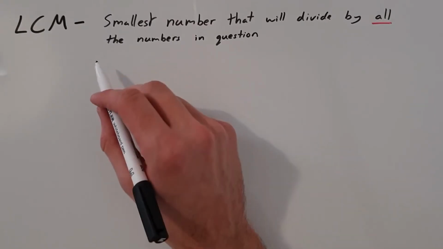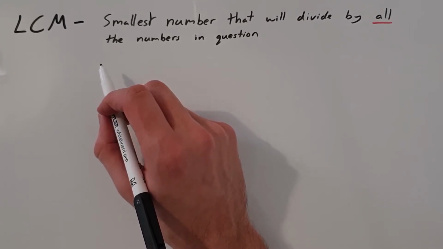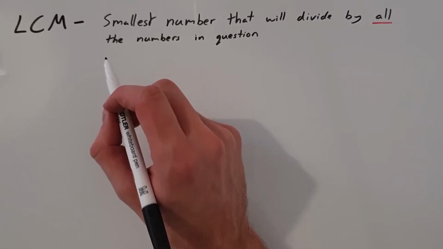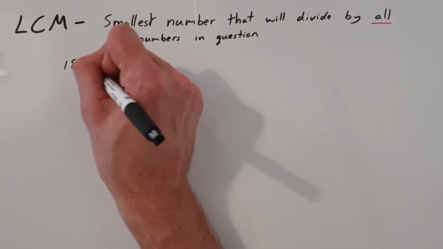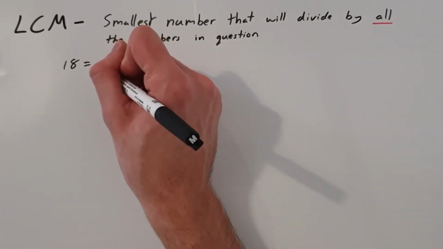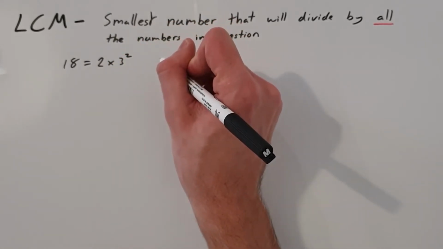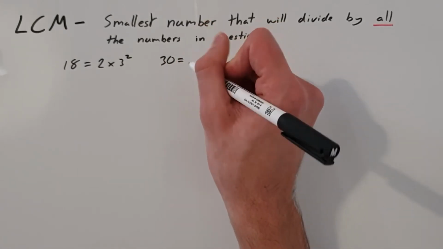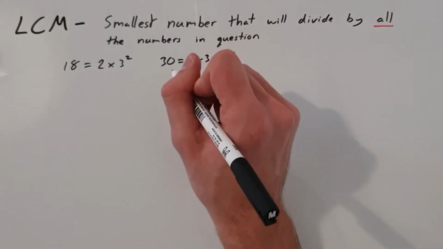Now I want to show you guys another method of working out the lowest common multiple, and that is if you already know the prime factors of that number. The example we're going to choose then is 18 and 30. We know that 18, as a product of its prime factors, is 2 times 3 squared, and we know that 30 is 2 times 3 times 5.